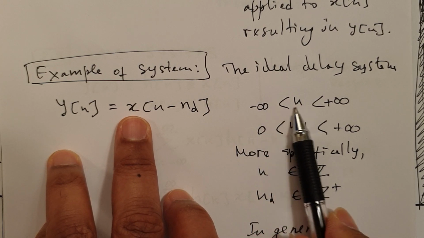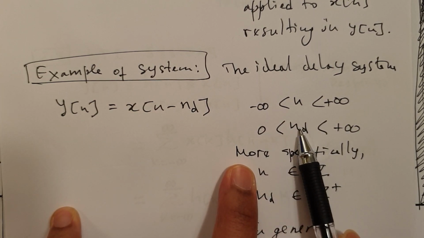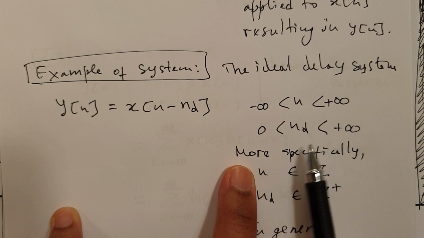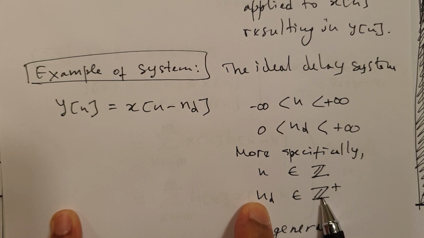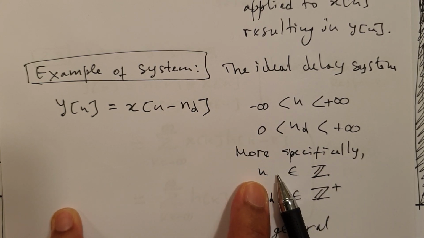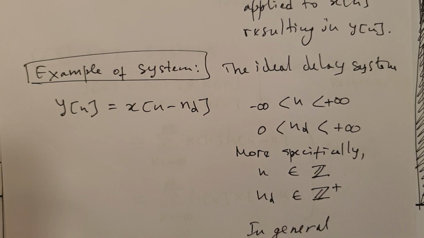Actually, here we define it in a more general way. We are saying that nd is a positive value, greater than 0. More specifically, I could say that nd belongs to the positive integers, and x of n in general can be any signal, and n can assume any value from minus infinity to infinity. So n is also an integer.